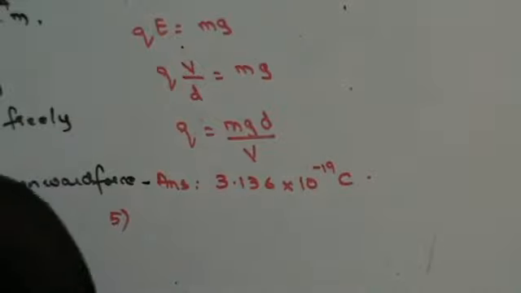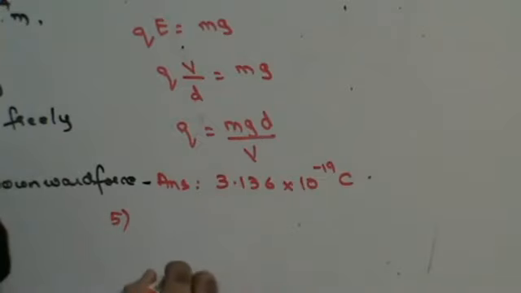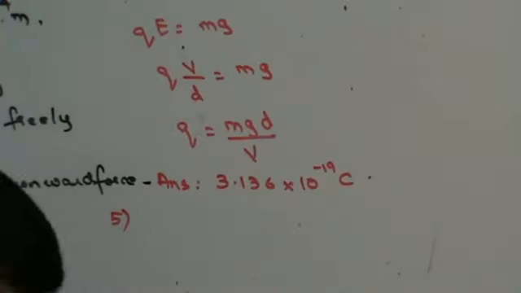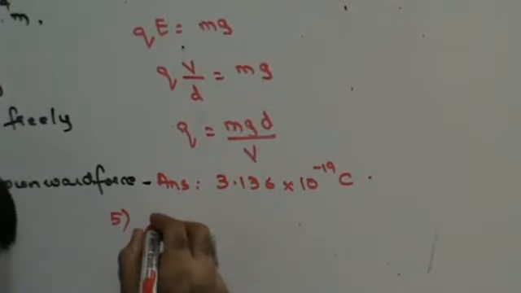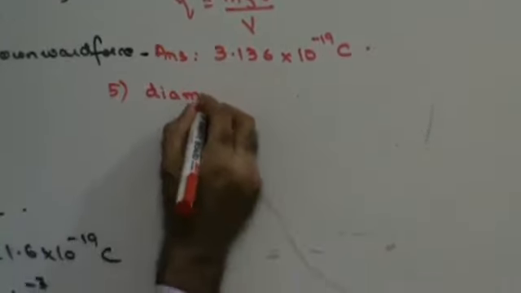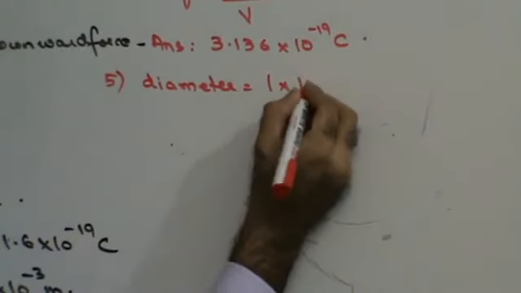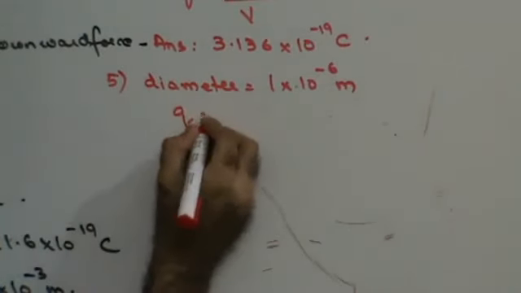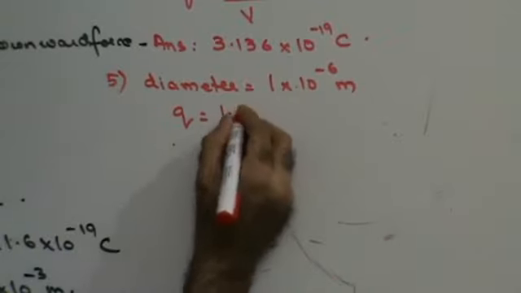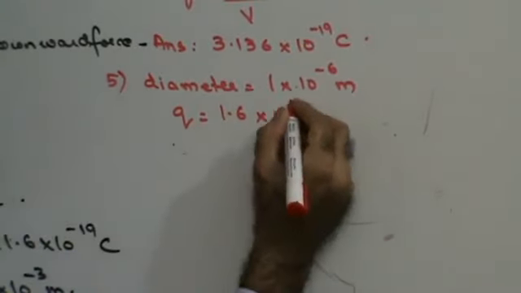Next, what electric field can support a water droplet 1 into 10 raised to minus 6 meters in diameter, carrying a charge of 1.6 into 10 raised to minus 19 coulombs?